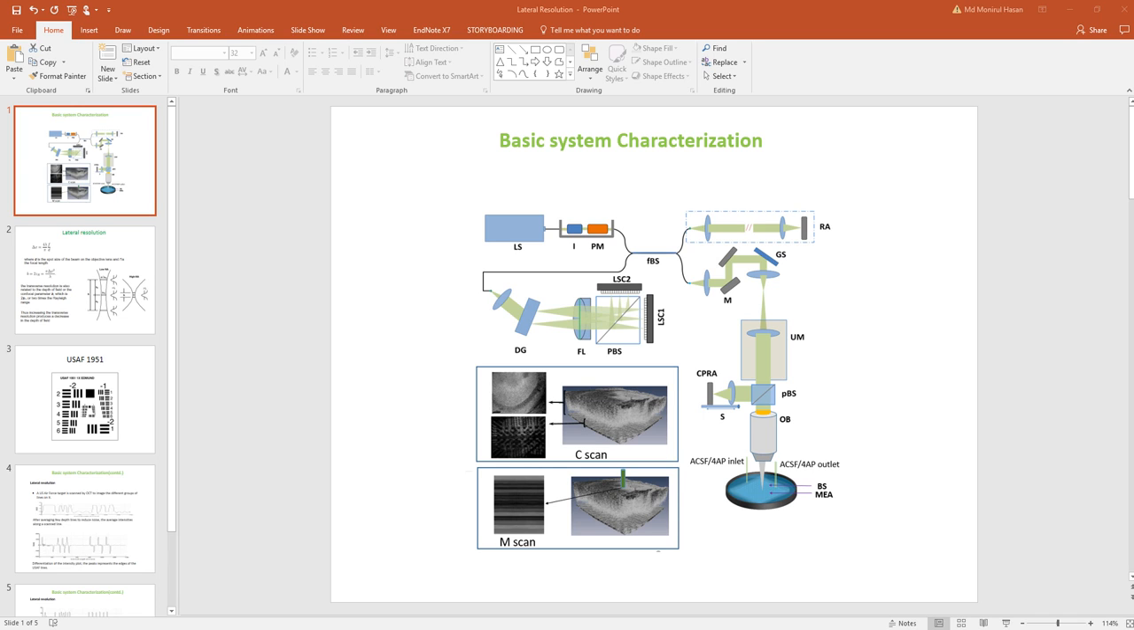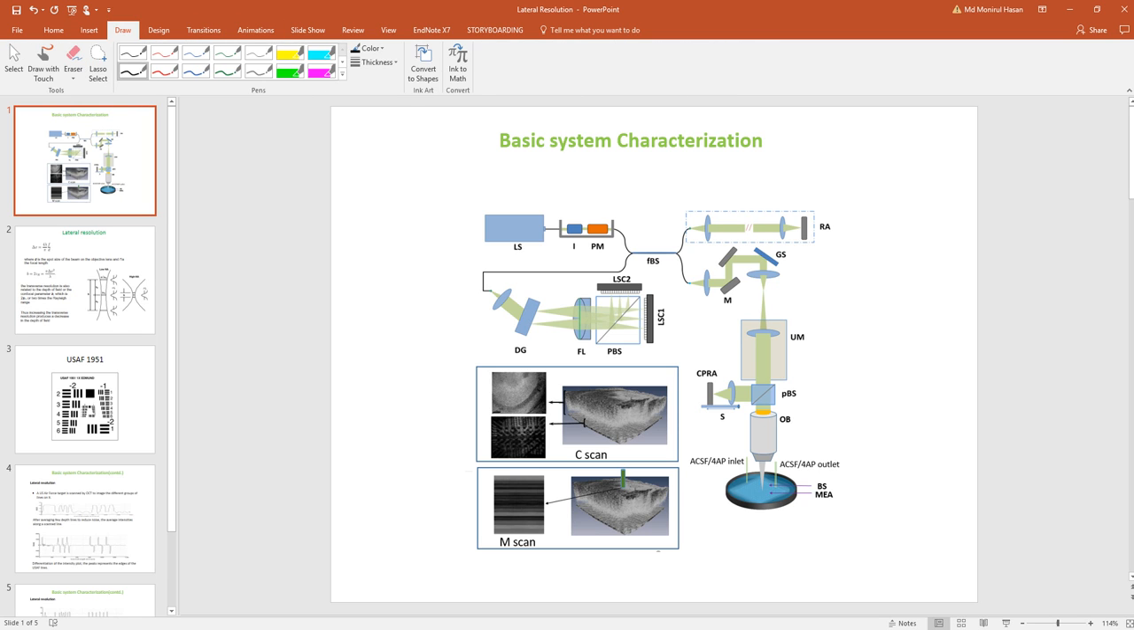Now I will talk about how we can calculate the lateral resolution. This is our spectral domain OCT setup, and this is the laser source. We'll take the image here. It is important to know the lateral resolution of the setup, so I'll talk about how we can calculate it.